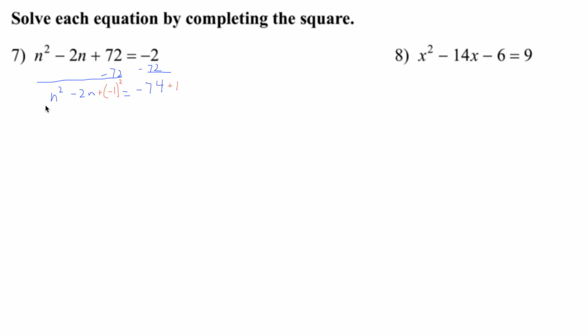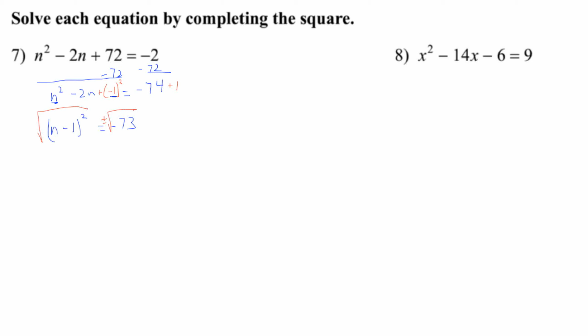We do that because now this left side factors. We don't always show the work, but this factors to n minus 1 squared. This number and this number we have here equals negative 74 plus 1 is negative 73. Now we're kind of like to the problems we just did, solving by taking square roots. We need to get rid of this squared.